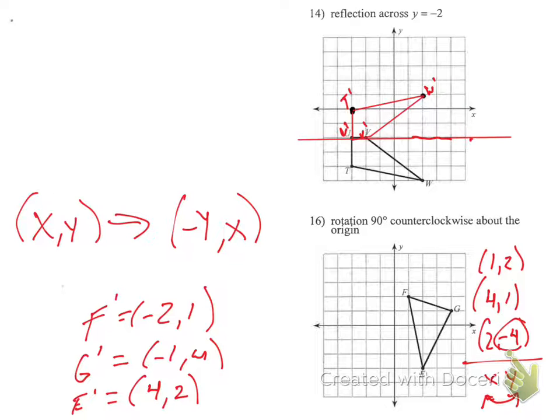So that's for number 16. Then I just have to plot these points here. So that's going to be G right there, or sorry, F. And that's what a 90-degree turn would look like.